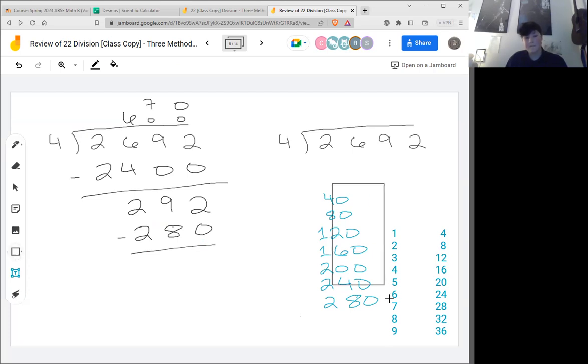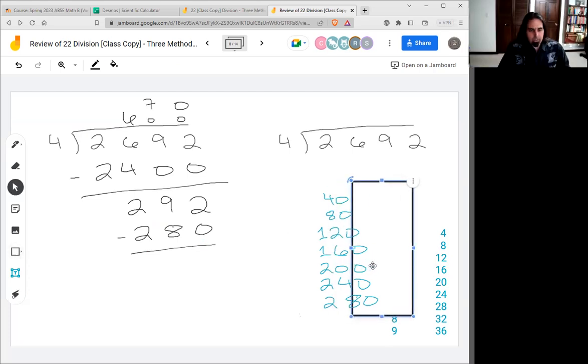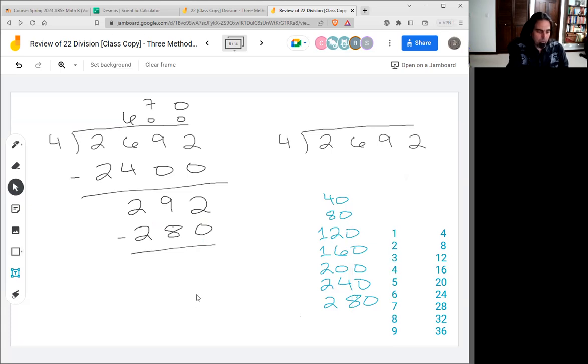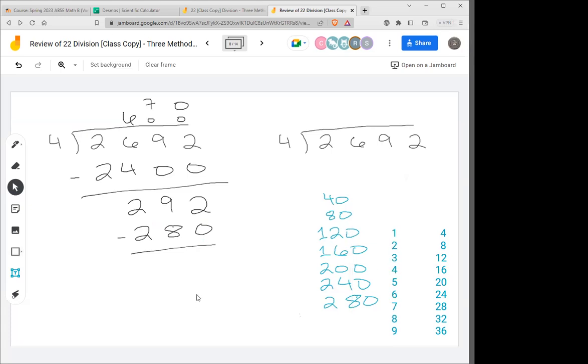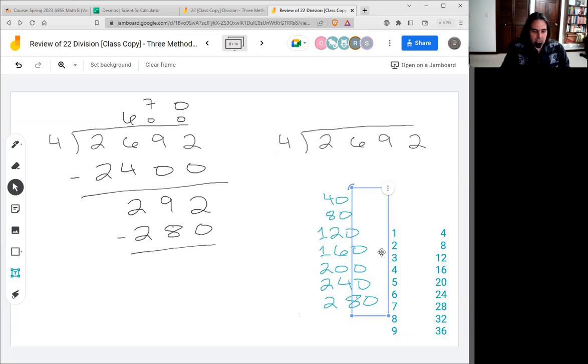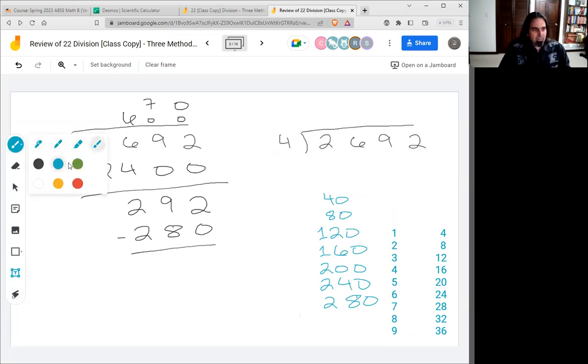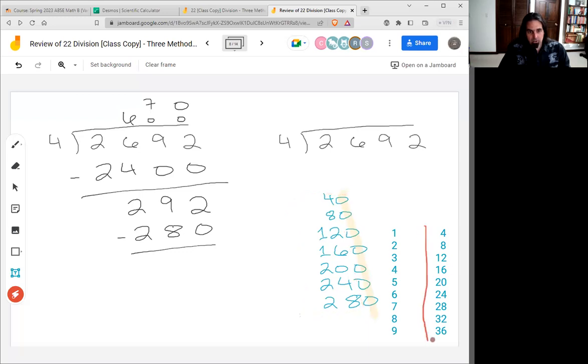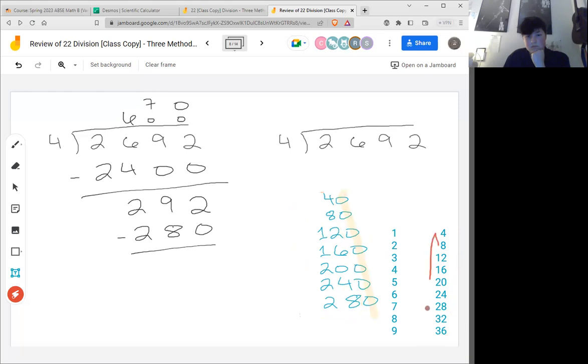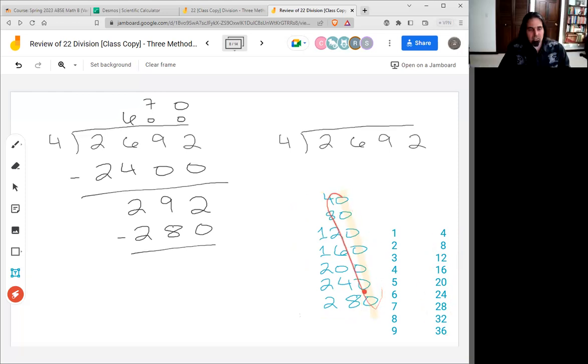And if I hide these zeros, which I can't do with a rectangle, one moment. I need this kind of rectangle. Nope, that doesn't hide it either. Never mind. Imagine that we're covering up these zeros. Then we have the same numbers here that we do here. See how those match? Just that now we're counting by ones and now we're counting by tens.